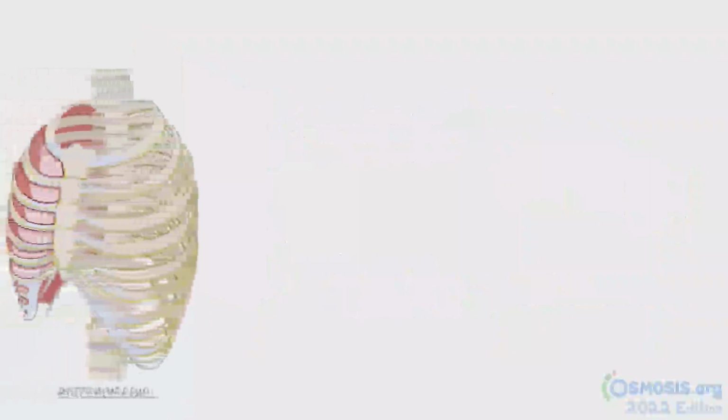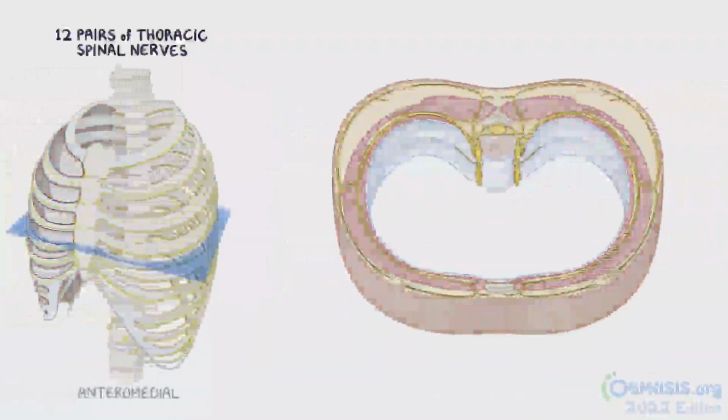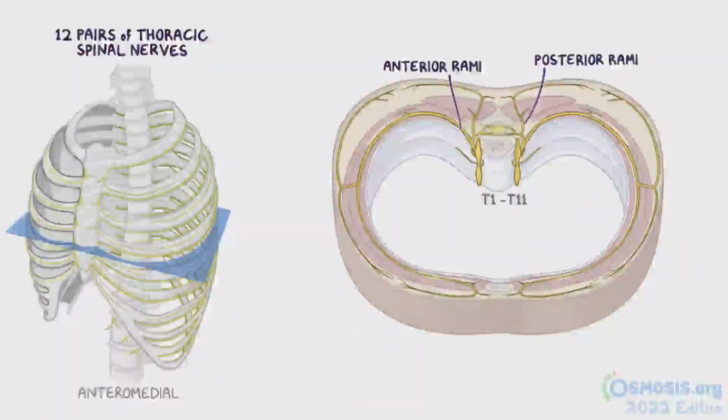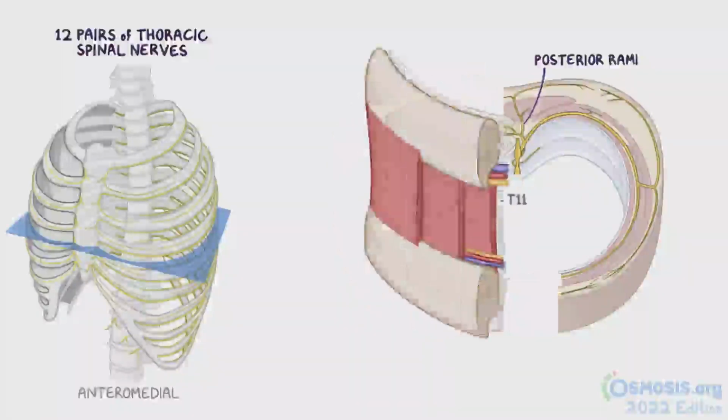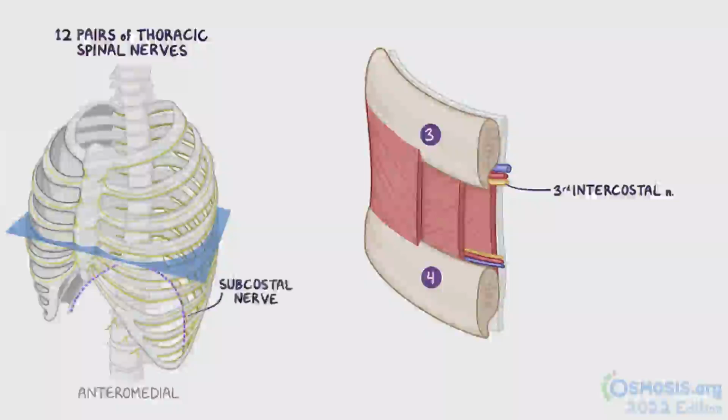Now, let's talk about the nerves. There are 12 pairs of thoracic spinal nerves which supply the thoracic wall. They leave the intervertebral foramina as soon as they are formed, dividing into anterior and posterior rami. Now, the anterior rami of nerves T1 through T11 form the intercostal nerves that run along the intercostal spaces along the inferior borders of the ribs, with the third intercostal nerve traveling between the third and fourth ribs. The anterior ramus of nerve T12 that courses inferior to the 12th rib is the subcostal nerve.